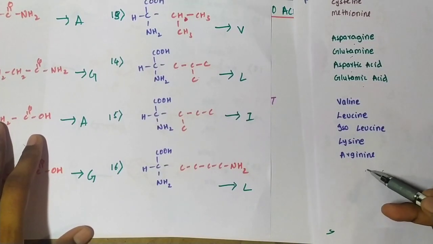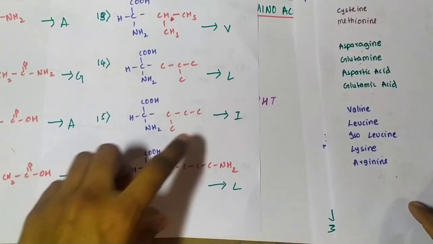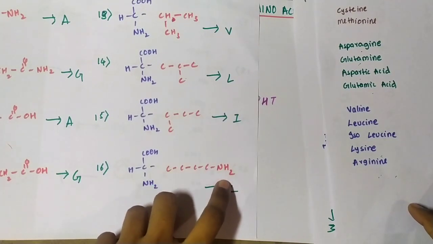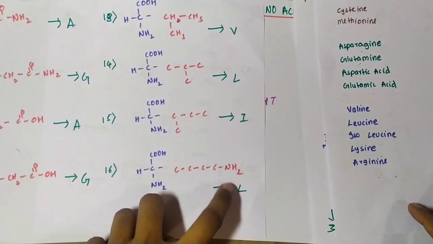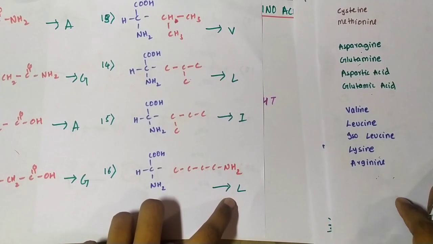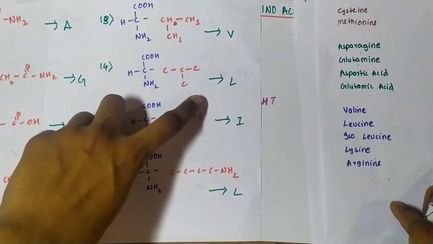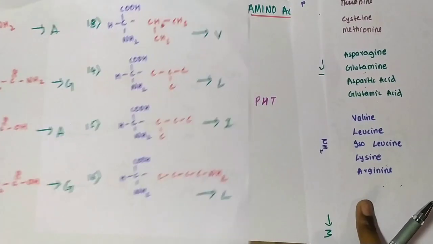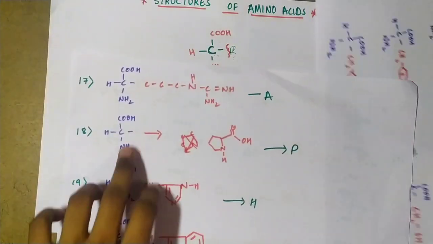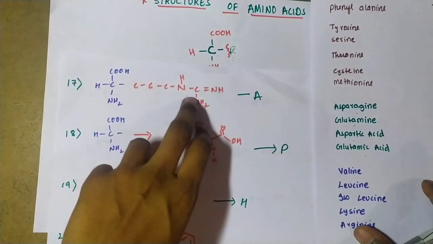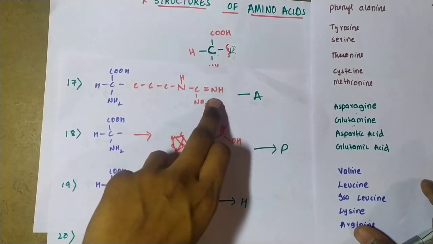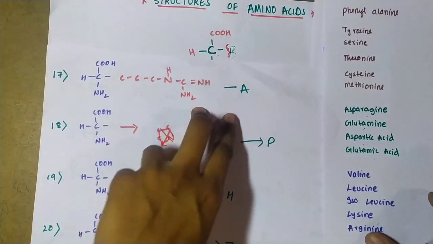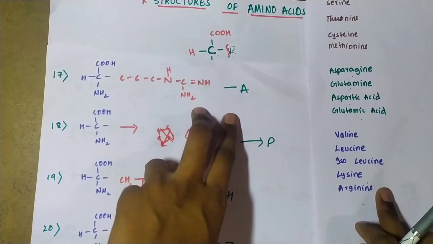Here our last one is lysine. So after isoleucine there is lysine. Lysine can be written as 4 carbons then NH2. So whenever there are 4 carbons and NH2, that type of amino acid is called lysine. Here valine, leucine, isoleucine and lysine. Our last one is arginine. Arginine can be written as 3 carbons, NH, which is attached to one more carbon. This carbon is further attached to NH and NH2. So this type of amino acid is called arginine.